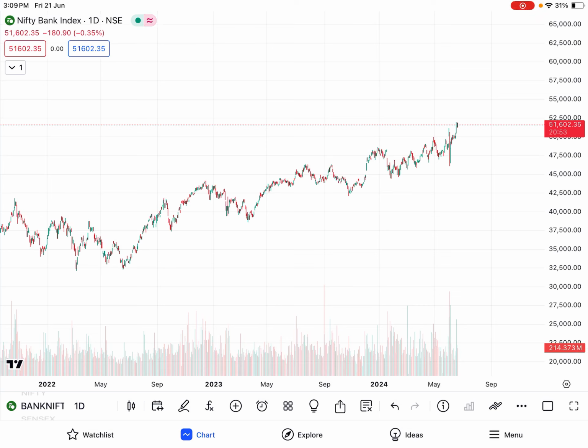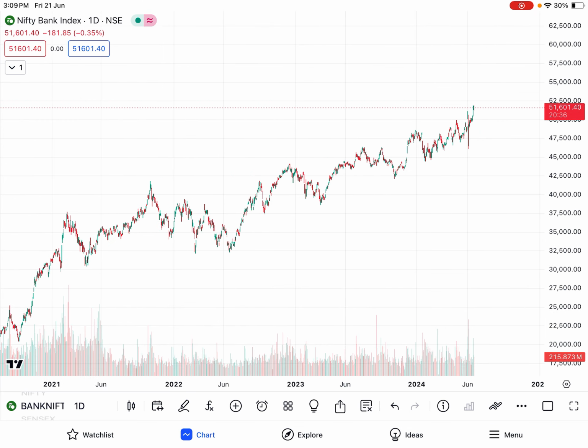Hey guys, welcome back, and let's talk about support and resistance today. As we understand, price action tells exactly the price momentum or the price memories. So, let's talk about support and resistance.